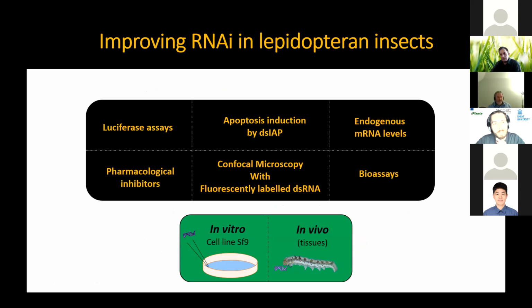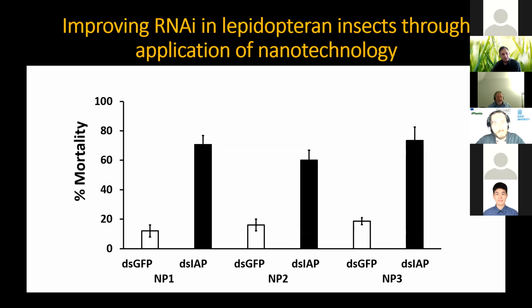And we have developed a system where we can employ a battery of assays like Luciferase assays, pharmacological inhibitors, apoptosis induction, mRNA levels and bioassays to screen a number of nanoformulations, trying to identify the ones that efficiently deliver double-stranded RNA to kill these Lepidopteran insects.